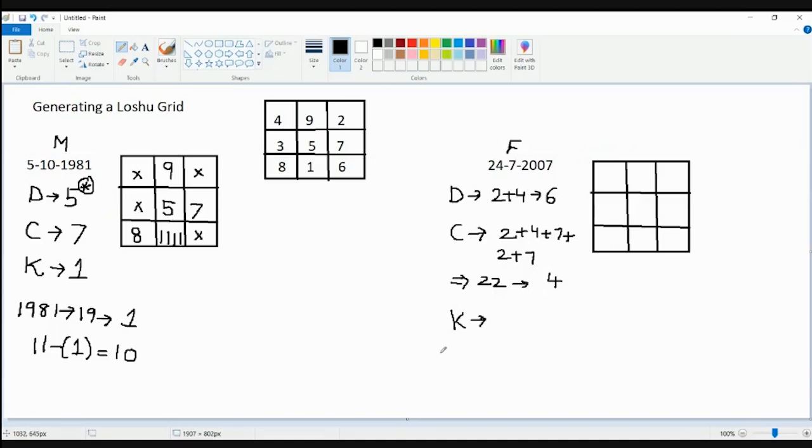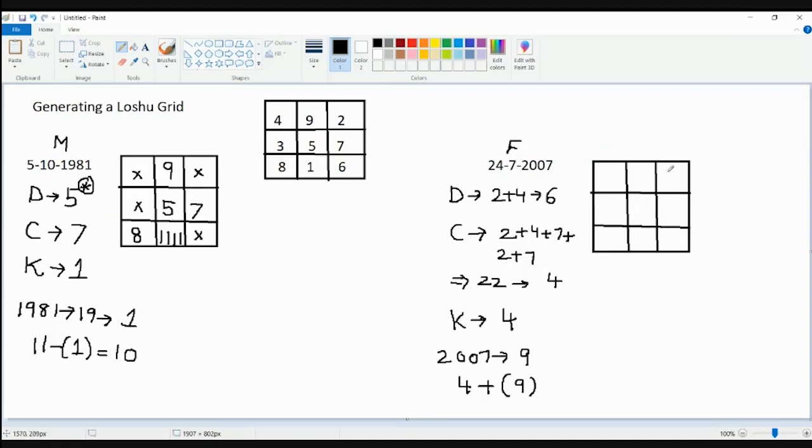Now what is the Kua number? You have to reduce the year of birth to single digit. So 2007, when you reduce to single digit, comes out to be 4. And for females, the formula for the Kua number is that you add 4 to the number you obtain from the year of birth reduced to single digit. So this is 4 plus 9, 13. Again reduce it to single digit, Kua comes out to be 4.